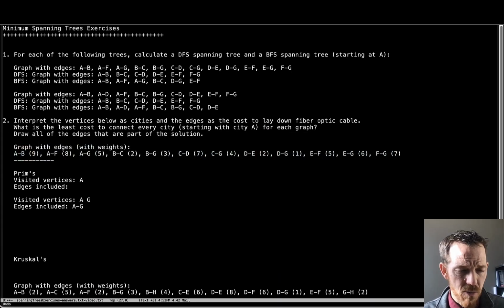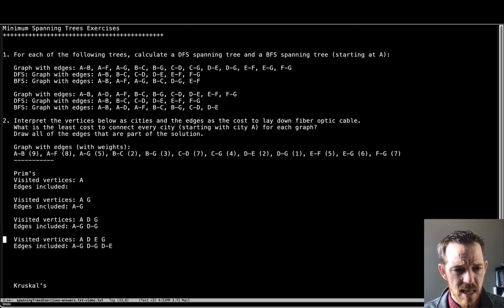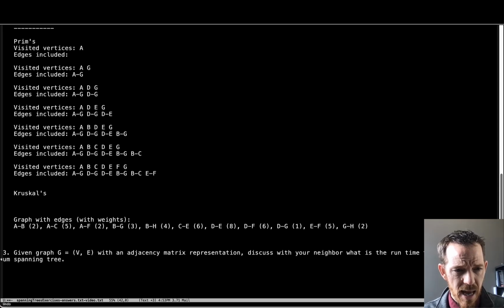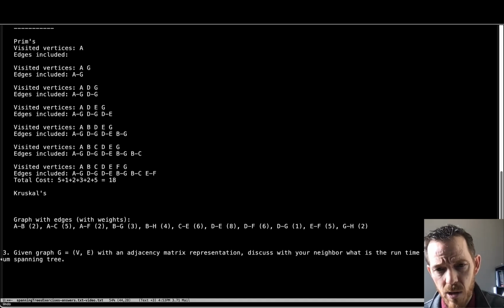Shown textually, we're going to add A, and then G, and then D, and then E, and then B, and then C, and then F. And that's going to give us a total cost of all of the weights of 18. And there's no way to get any lower. And so 18 is the minimum cost to connect all of those vertices.